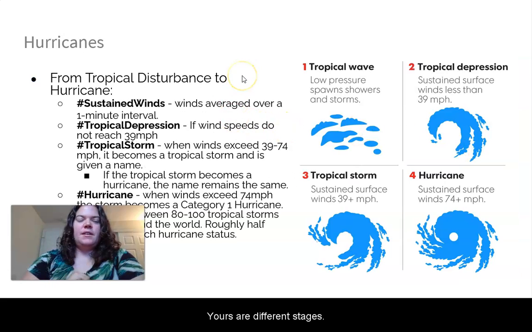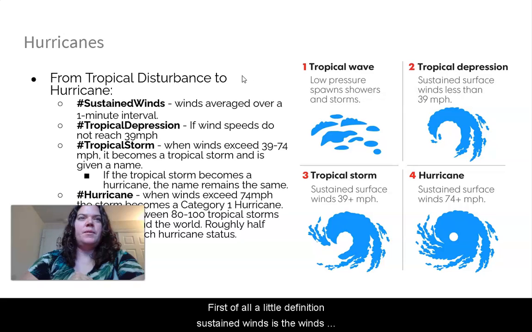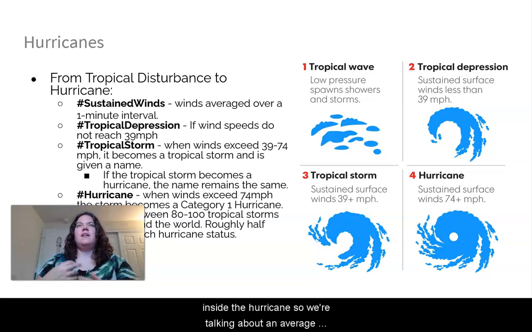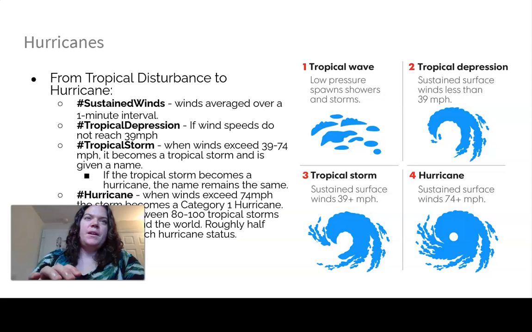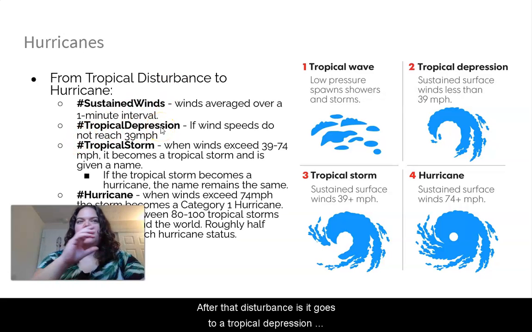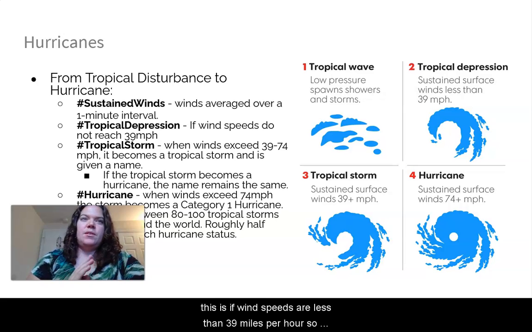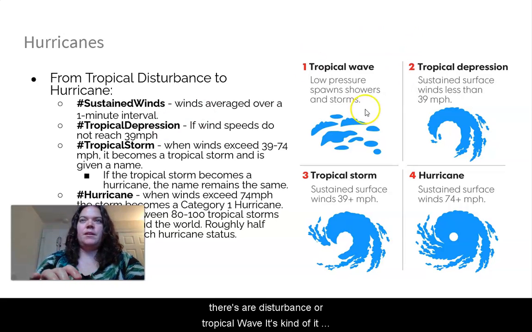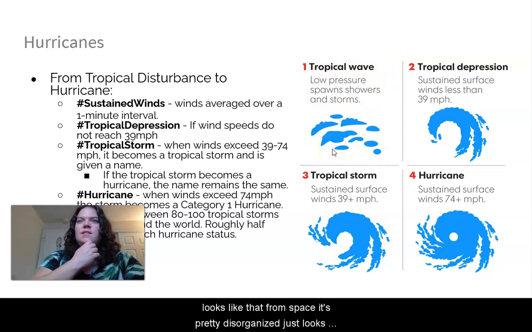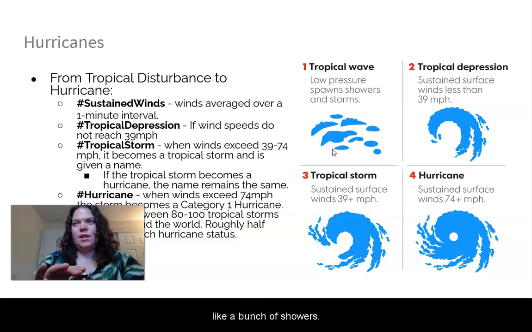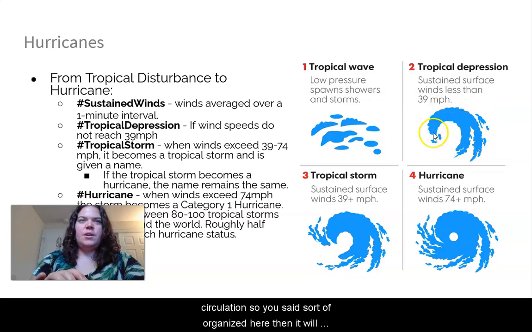So here are our different stages. First of all, a little definition. Sustained winds are the winds averaged over a 1 minute interval, because it's kind of chaotic inside the hurricane. So we're talking about an average over 1 minute. The first stage after that disturbance is a tropical depression. This is if wind speeds are less than 39 miles per hour. So there's our disturbance or tropical wave. It looks like that from space. It's pretty disorganized, just looks like a bunch of showers. Then once we reach depression, it has a circulation. So you see it's sort of organized here.